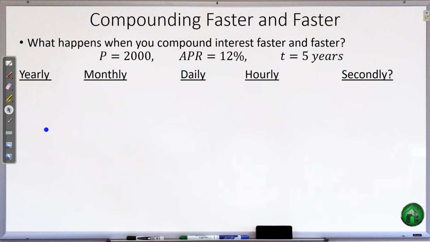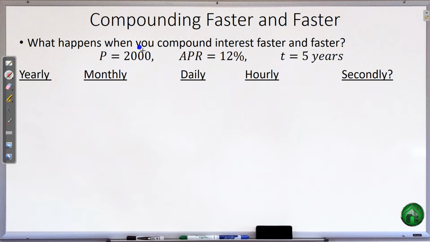So here we're just going to go down the line and calculate compounded interest at different rates. The only thing we're going to change is how fast we are compounding it. So we're going to do it yearly and then monthly and then daily. That's where we stopped last time. And we're going to go even further. What if interest was calculated every hour or every second? I'm going to guess secondly might be a word.